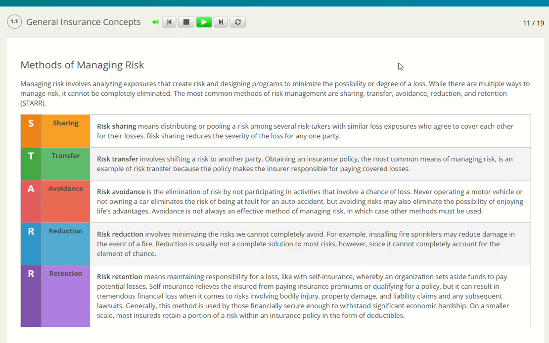On a smaller scale, most insureds retain a portion of a risk within an insurance policy in the form of deductibles.